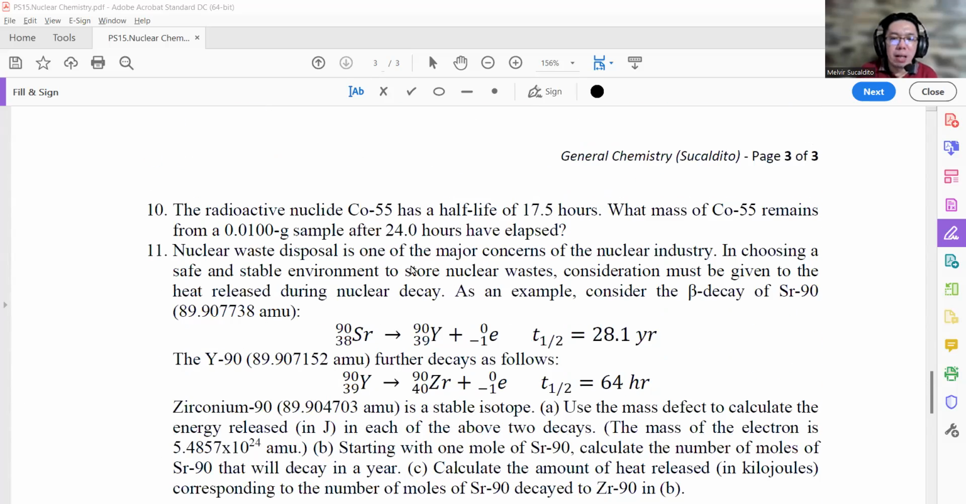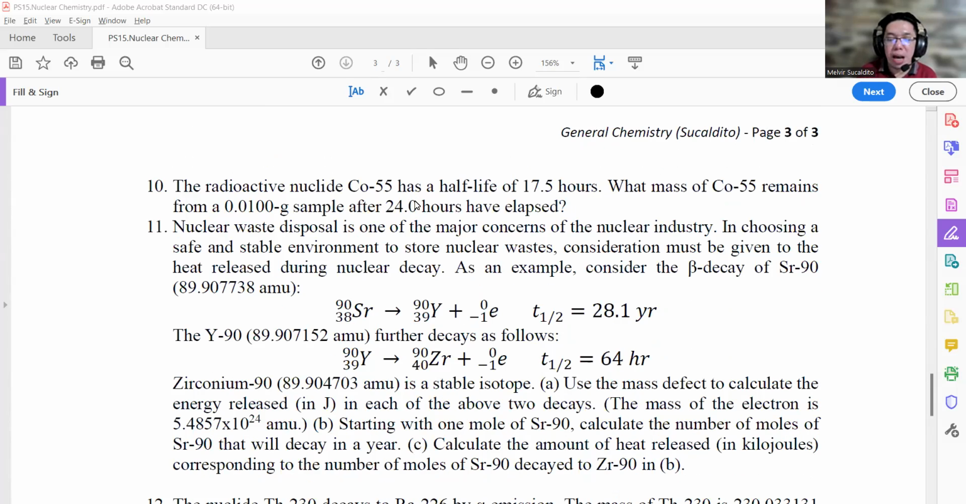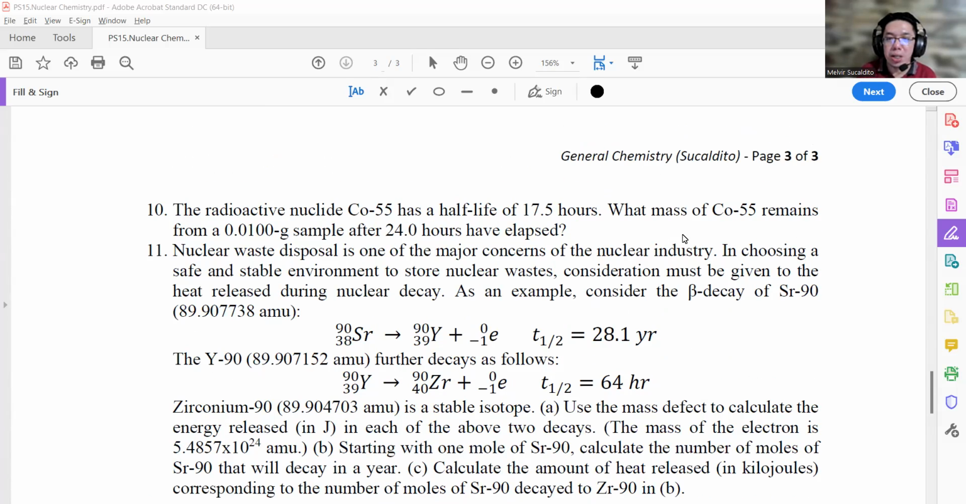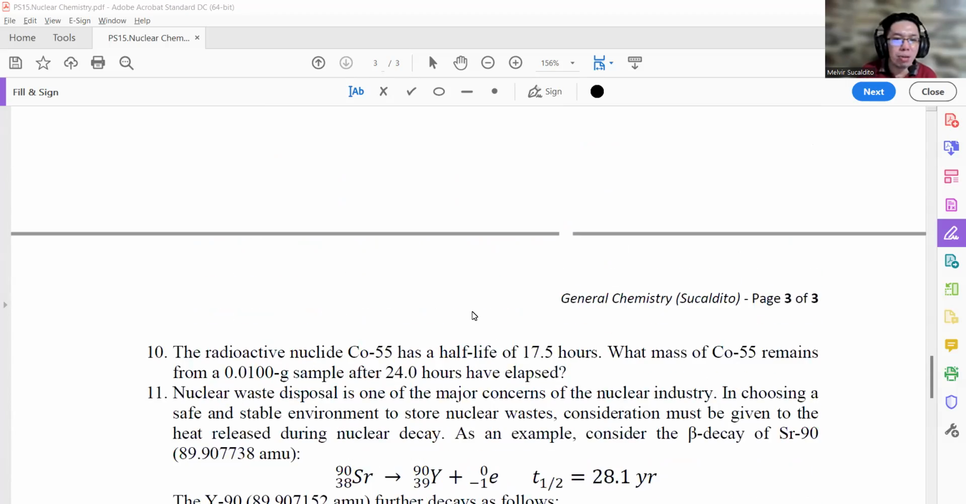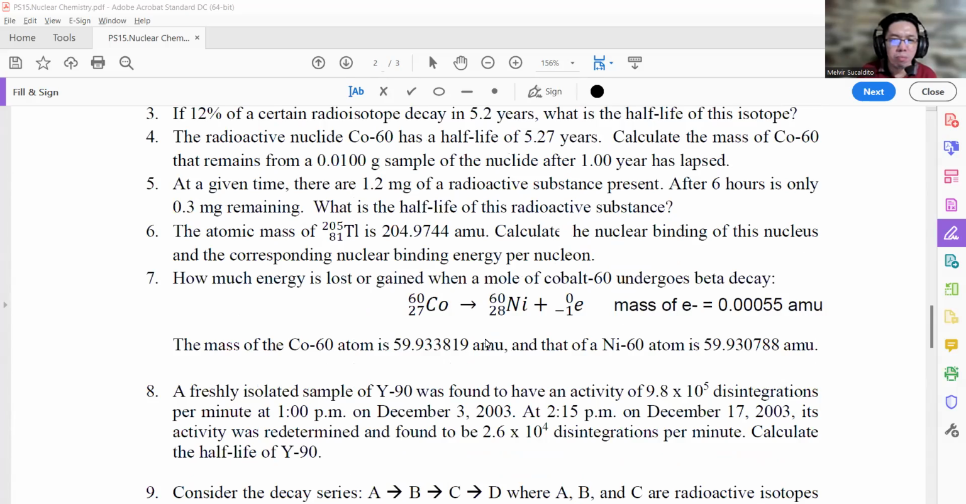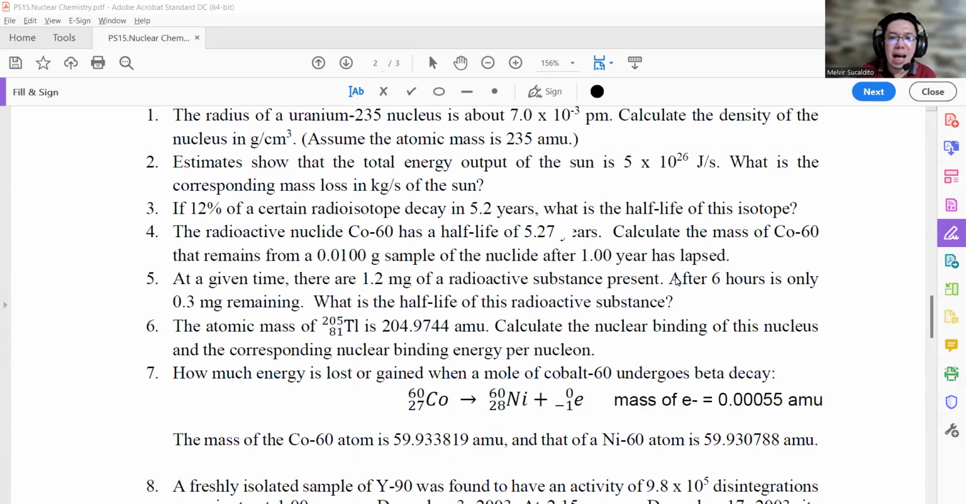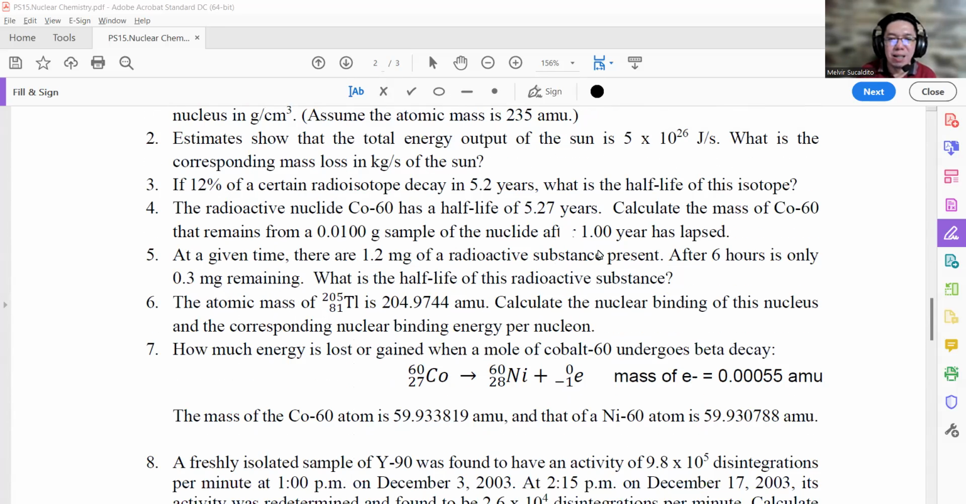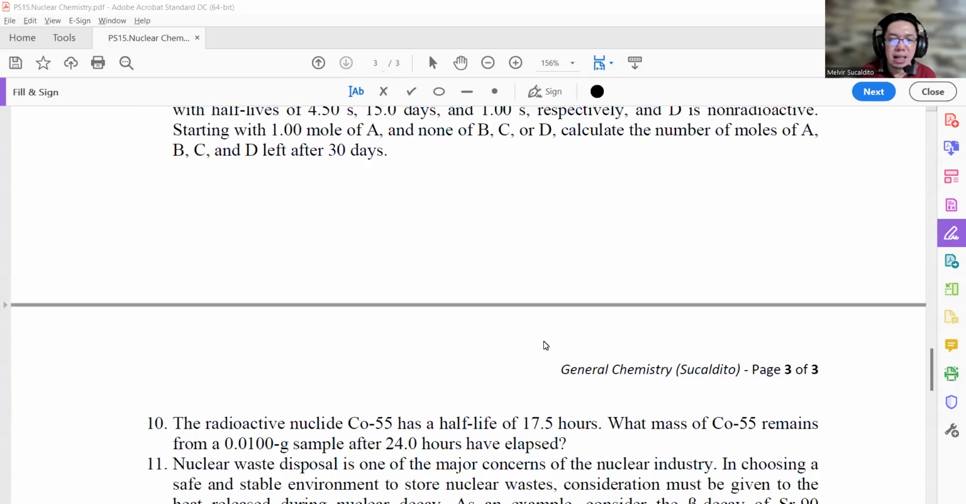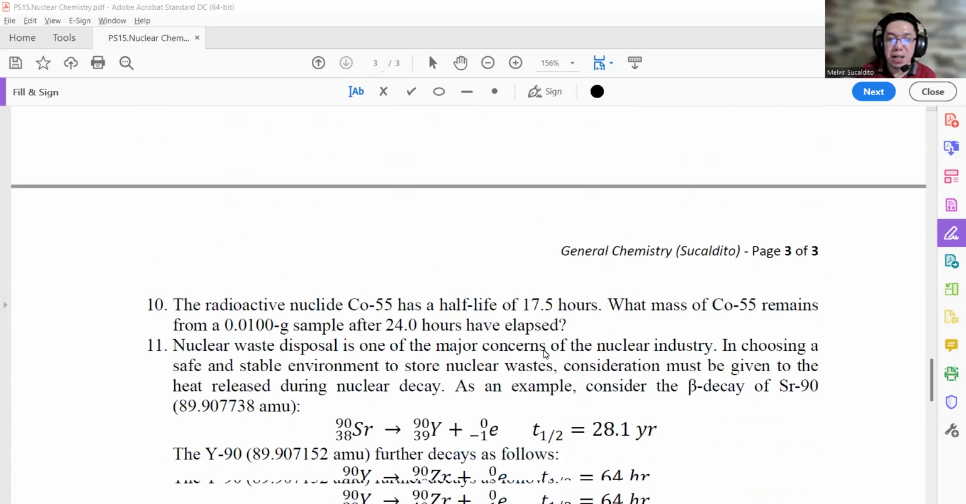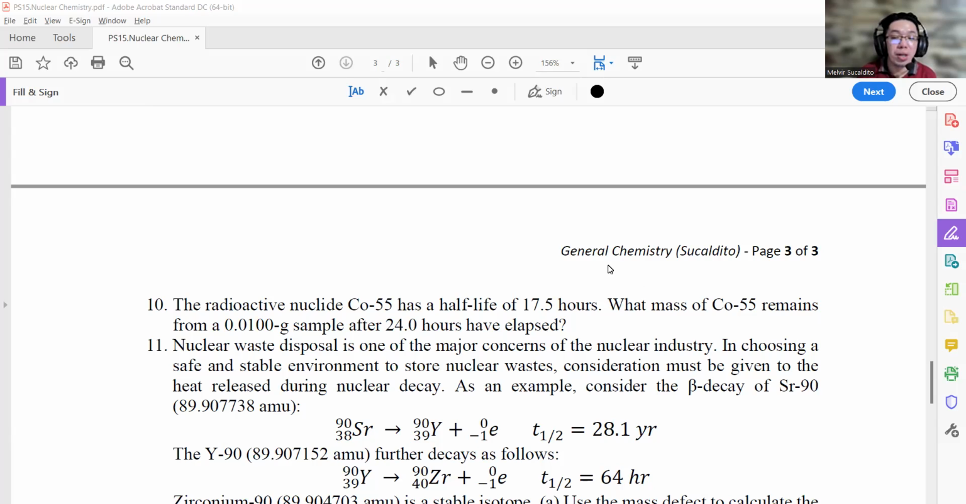Number 10. The radioactive nuclide cobalt-55 has a half-life of 17.5 hours. What mass of cobalt-55 remains from a 0.01 gram sample after 24 hours have elapsed? Parang similar to, no? Nasagutan na ba to natin kanina last time? Check natin. 1 year yung isa. Ayan, no? 1 year, cobalt 60. Ito, cobalt 55. Tapos hours lang yung half-life niya, no? So, ang tanong, what mass of cobalt 55 remains from a 0.01 gram sample after 24 hours have elapsed?